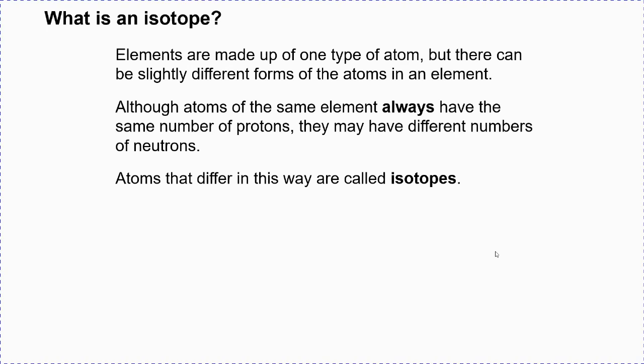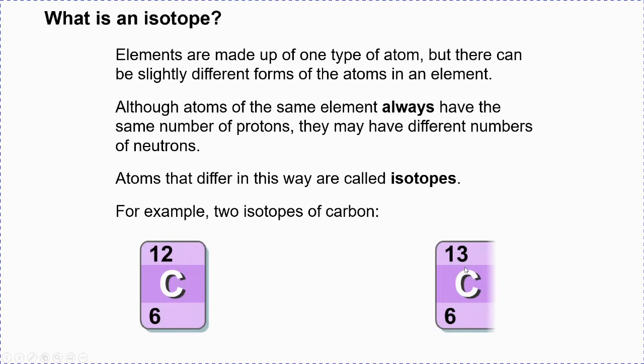So the number of protons is really important. But they can have different numbers of neutrons, okay? So this is where this idea of isotopes comes in. So, for example, carbon has 2 isotopes. Now you can see on there, it's got the symbol, which is C, which is the same. They've both got 6 protons because they have to, because that's carbon. However, they've got a different mass number. The big number at the top is different, okay?